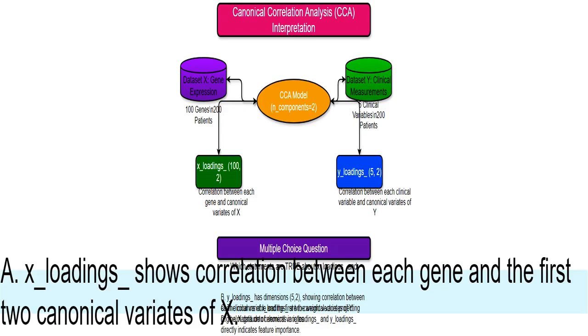Statement A claims that x_loadings_ displays the correlation between each gene in dataset X and the first two canonical variates, principal components, of that dataset. Remember, canonical variates are linear combinations of the original variables designed to maximize the correlation between datasets X and Y. Therefore, A is about understanding if the loadings themselves show the correlation directly.